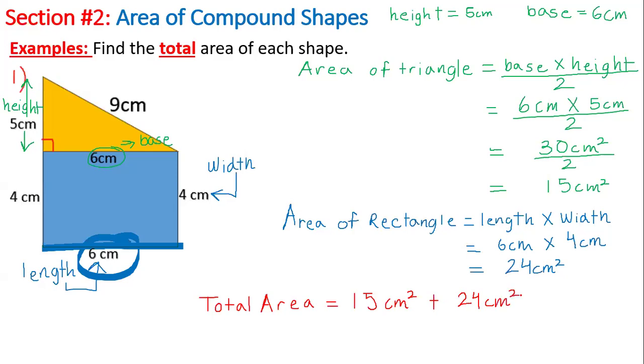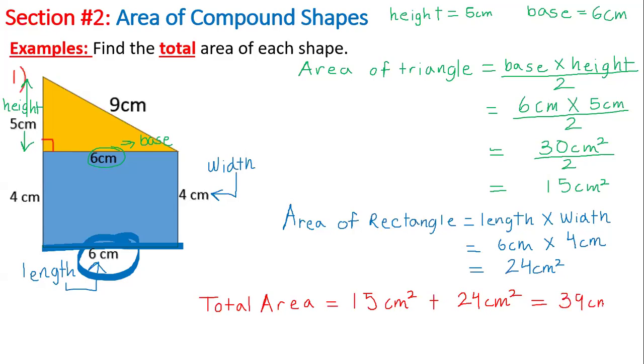And what did y'all get when y'all add them together? 39 centimeters squared. I got 39 centimeters squared. 15 plus 24, yeah, that's 39. 39 centimeters squared. Very good.